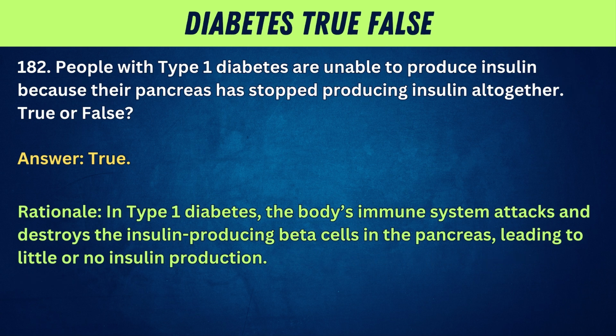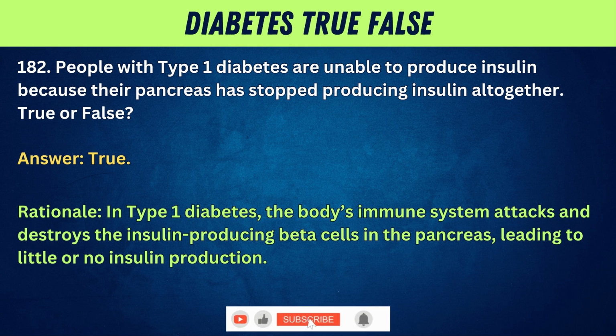182. People with type 1 diabetes are unable to produce insulin because their pancreas has stopped producing insulin altogether. True or false? Answer: true. Rationale: in type 1 diabetes, the body's immune system attacks and destroys the insulin-producing beta cells in the pancreas, leading to little or no insulin production.